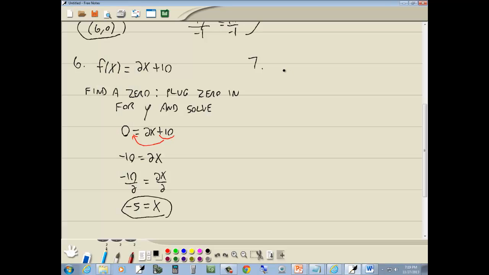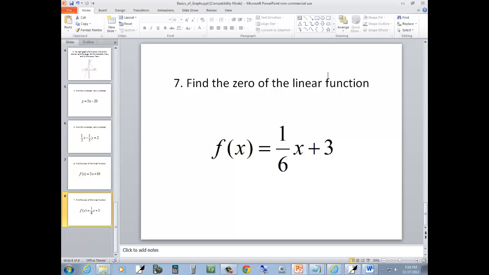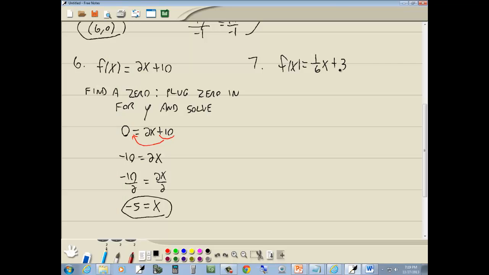One more. We got f of x is equal to 1/6 x plus 3. Again, to find a 0, we'll plug 0 in for y, so plug 0 in for the f of x, and then solve. Well, first step, get rid of parentheses, don't have any. Second step, get rid of fractions. Multiply everything by the LCM of all your denominators. We only have one denominator, so we'll multiply everything by 6. So 6 times 0, 6 times 1/6 x, and 6 times 3.